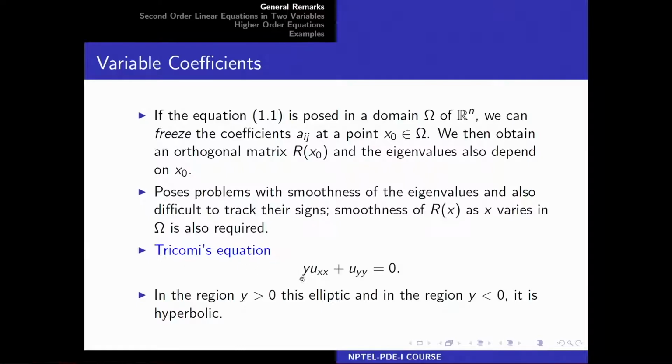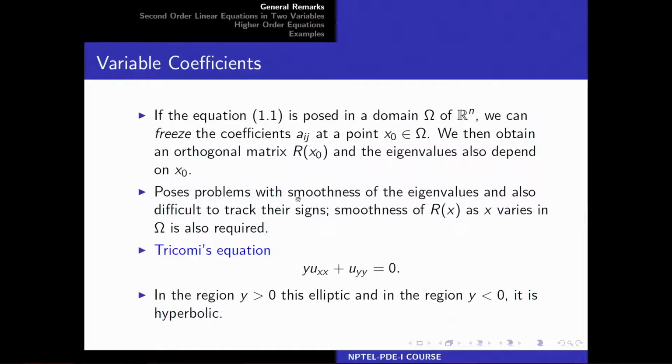So, this simple second order equation in two variables, y u_xx + u_yy = 0, in the region y greater than 0 it is elliptic, and in the region y less than 0 it is hyperbolic. So, we will see when we do classification of the second order equation in two variables, this is elliptic for y positive and hyperbolic for y negative.